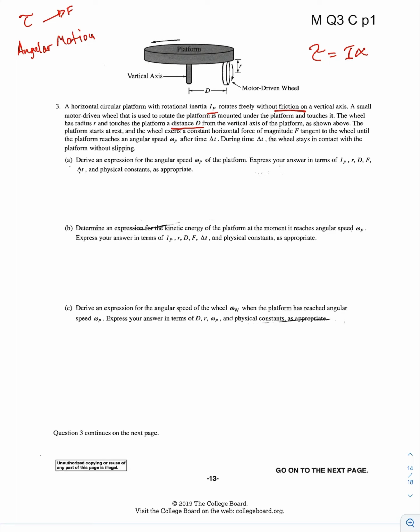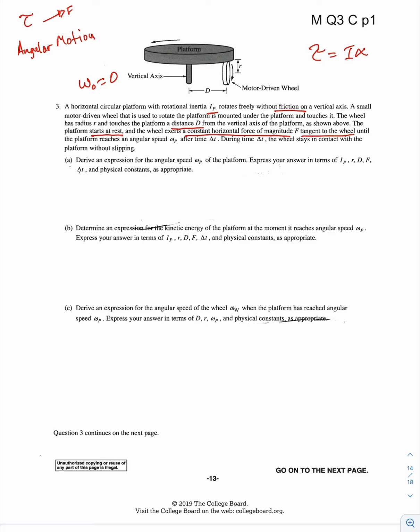The platform starts from rest. Usually when I see from rest, I know that this is going to go into motion. Usually if they're not talking about motion or energy, that's not what it's going to be. So at rest means omega 0 is equal to 0. So I'm good. And the wheel exerts a constant horizontal force, magnitude F, tangent to the wheel. Because the force is tangential to the wheel, I know that the torque that is produced is just R, which is the distance D, times the force. Because whenever you have a circle and something is tangential to the circle, then the R becomes the perpendicular distance, and you're good to go.